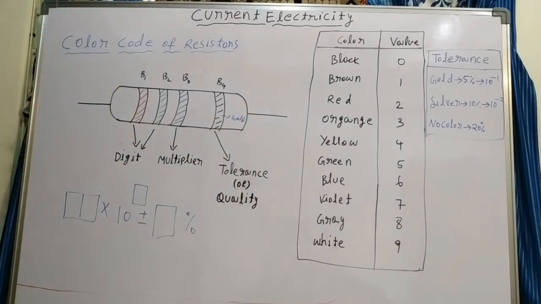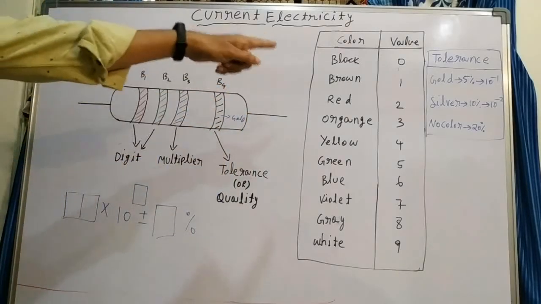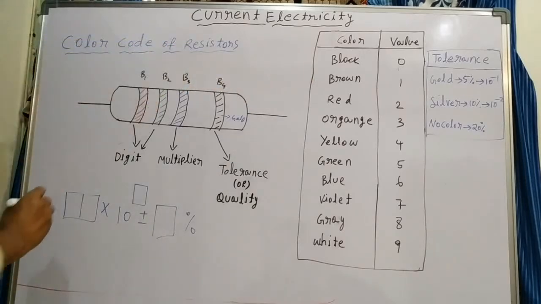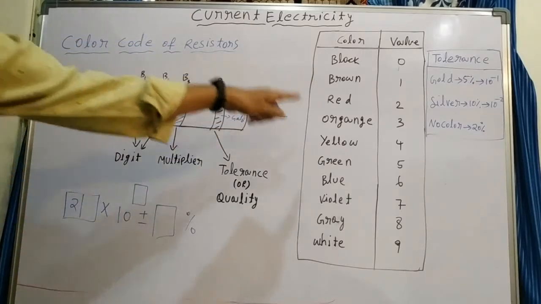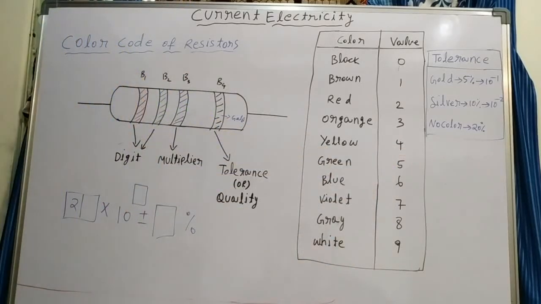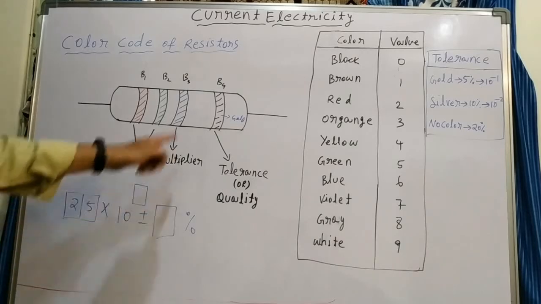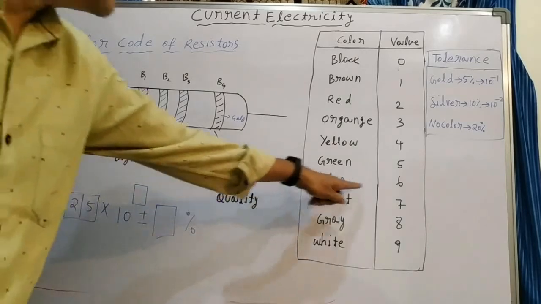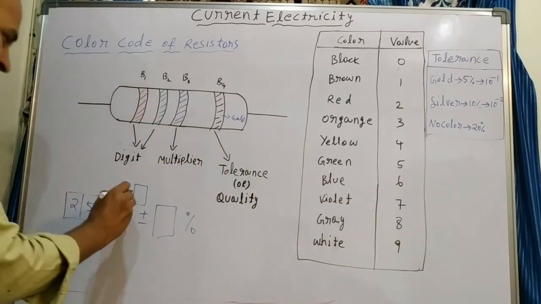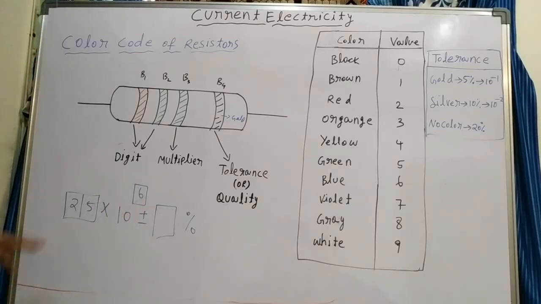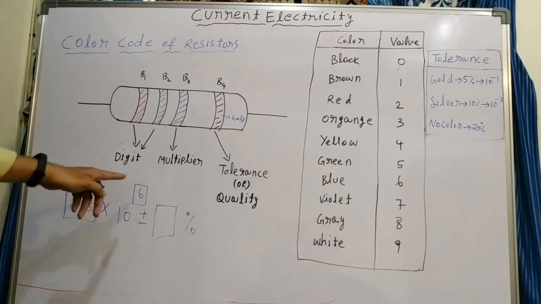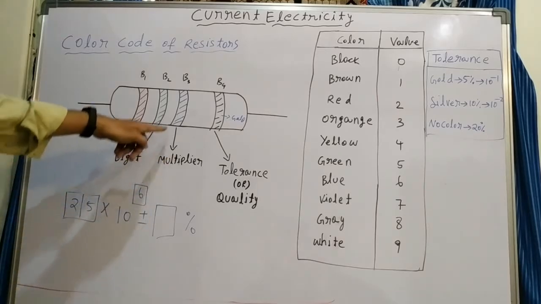Then what is the value here in place of red? What is the value there? You check. Red is 2, so you write 2 here. The second one is green. Green is 5 here. And after that, the third one is blue. Blue is 6, so in this box you can write 6. It means the first 2 values we write directly. The third one is 10 to the power of how much? That multiplication of 10 powers represents the third band.